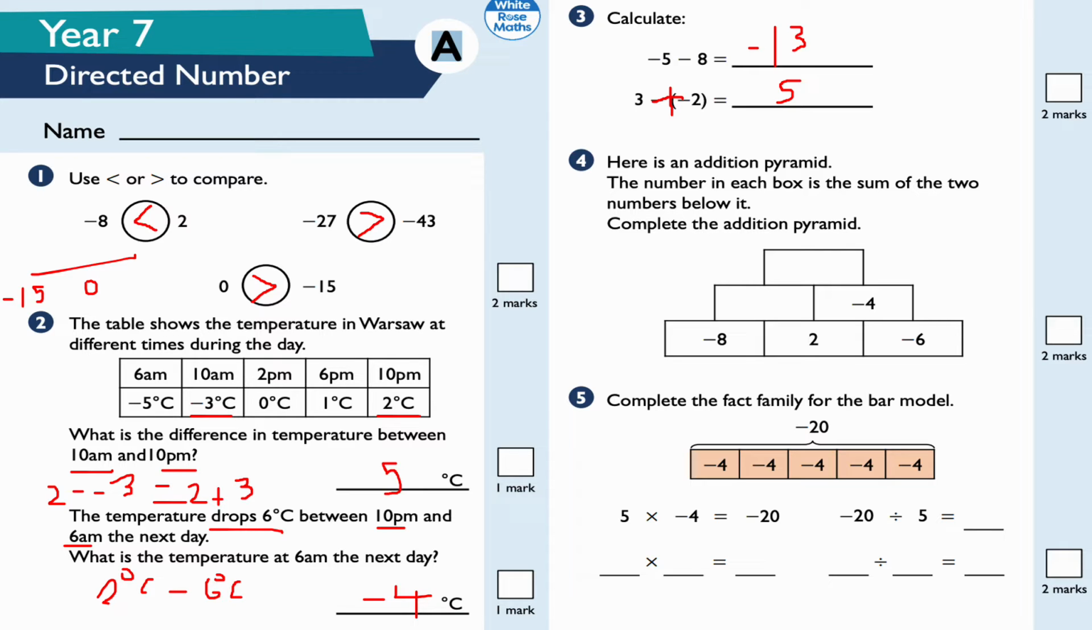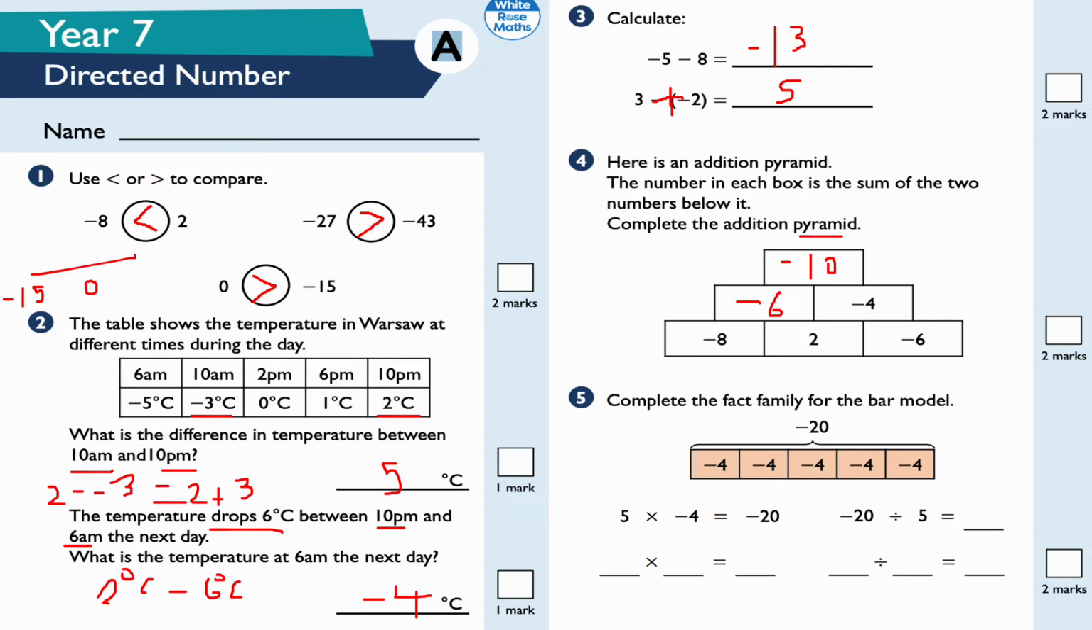This is question number 4, guys. Here is an addition pyramid. The number in each box is the sum of the 2 numbers below it. Complete the addition pyramid. So 2 plus -6 is -4. -8 plus 2 is -6. And -6 plus -4 is -10, because the plus and minus goes to a minus. So it's -6 subtract 4, which is -10. Because I'm adding a negative, I'm essentially just taking it away.